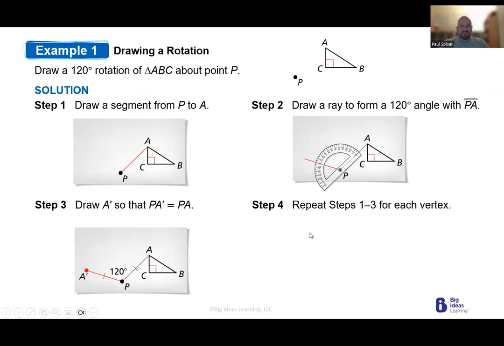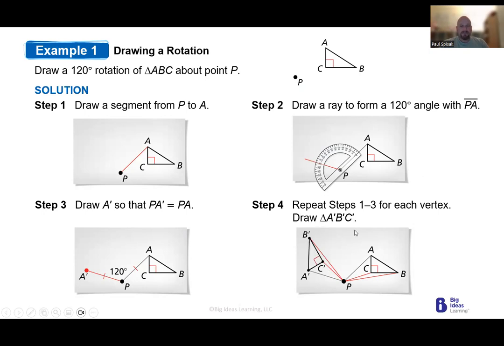So again, you have to start over, draw a line from B, use a protractor, measure it out 120 degrees, make sure they're equal. Then same thing from C. We're going to take the line from C, again, measure out 120 degrees, make sure that your lengths are equal. And then once you have all 3 points, you can draw your new triangle.